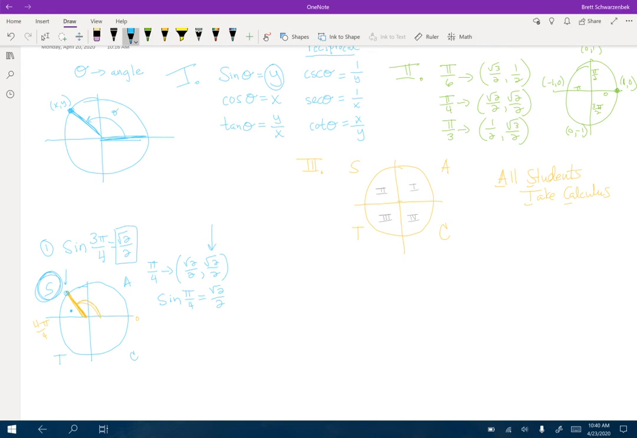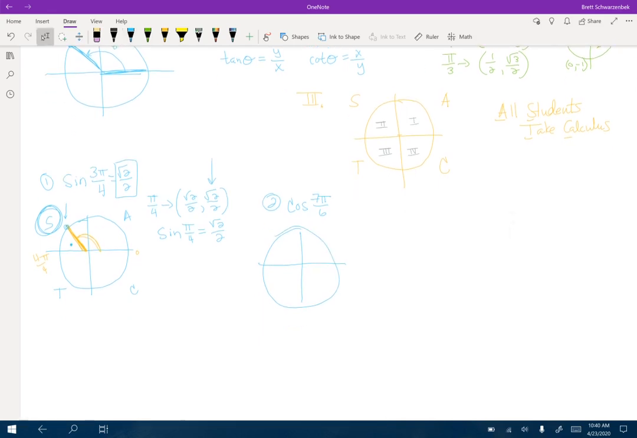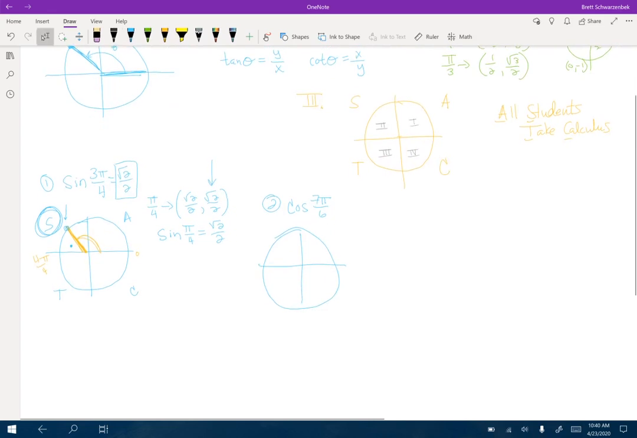Okay, let's try another one. Let's say we did the cosine of 7 pi over 6. All right, here we go again. We go to our unit circle and we want to find out where 7 pi over 6 is. Well, remember, as I said before, this is pi over here. So if I need a common denominator to make this equivalent to a pi over 6 angle, it would be 6 pi over 6. So what do I need to do to go to 7 pi over 6? I have to go a little bit farther, pi over 6 farther.